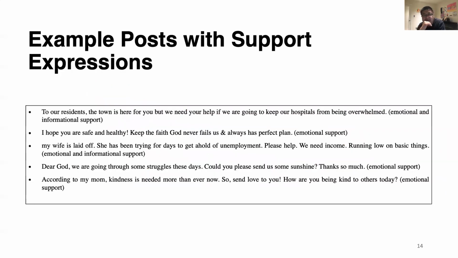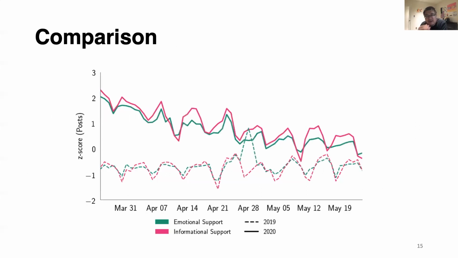And the authors also examined the change of the support expressions, and these are some example posts with support expressions I copied from their paper. And this is a change curve, which shows the evolution of support expressions in the treatment and control data sets. Again, the difference is significant. And you can see the emotional support increased by about 5%, and the informational support increased by about 5% as well.